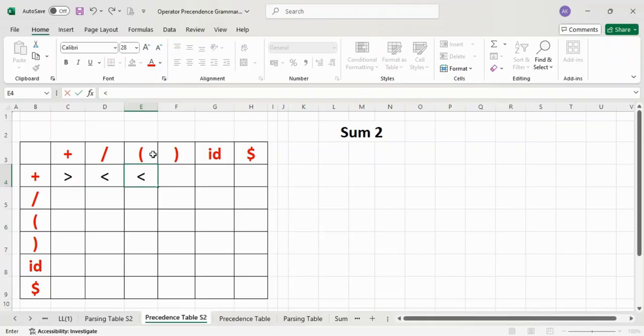Whenever I encounter an opening bracket, I will always give a less than sign. And whenever I'm comparing a closing bracket with any operator, I will give a greater than sign. Plus and id, when I'm comparing, obviously plus has lesser priority than id, and plus and dollar, when I'm comparing, plus will have a greater priority.